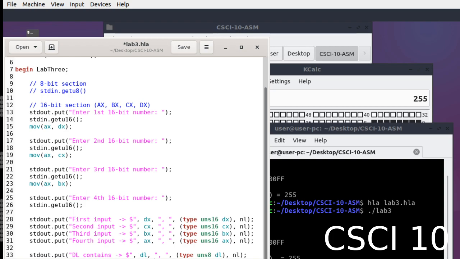CL. And also just to give you more repetition on the typecasting. So remember, DL is the lower 8 bits of DX, and DX contains the data from their first keyboard input in this section.